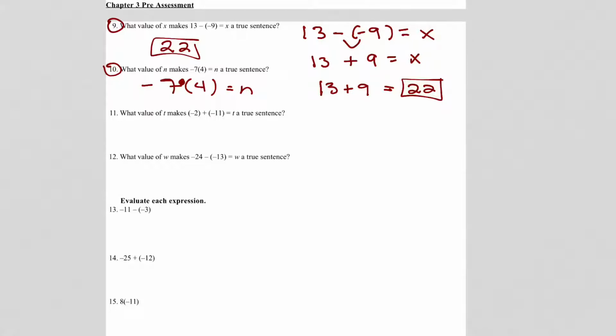And now we're going to multiply negative 7 times 4. Well, since we're multiplying and dividing, we can use the mat triangle. 7 is negative, 4 is positive. So the answer is going to be negative. And 7 times 4 is, not 24, it is 28. So the answer is negative 28.